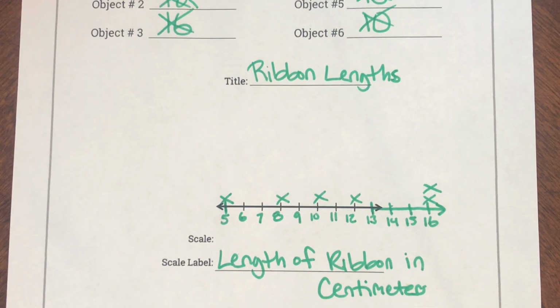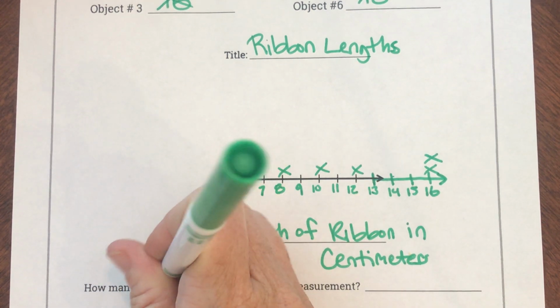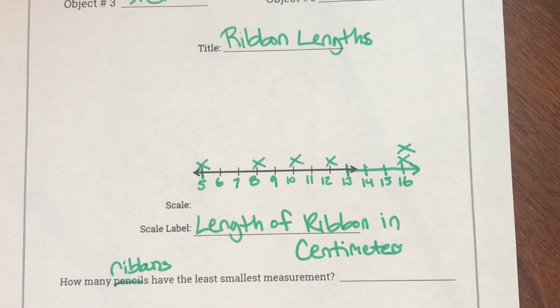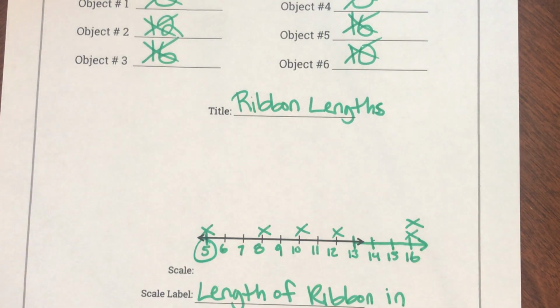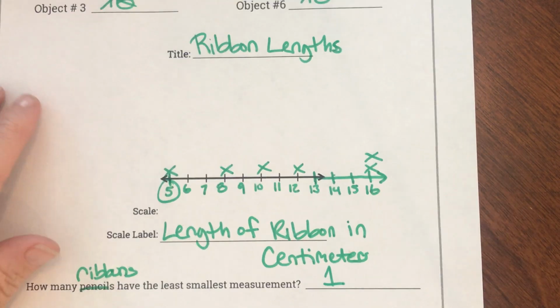Okay, it says how many pencils, and remember we had ribbons, how many ribbons have the smallest measurement? Well, the smallest measurement was 5, and we only have 1 of them. So we could just say 1.